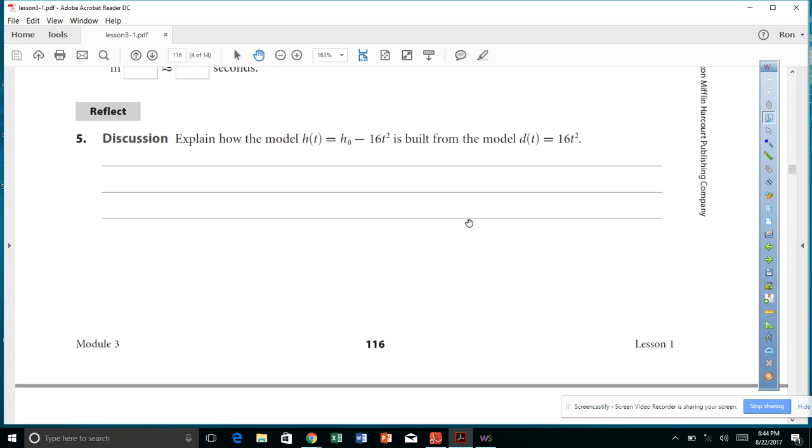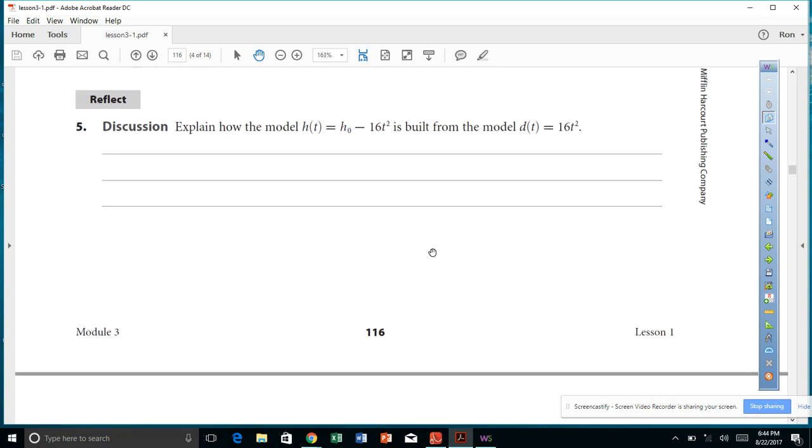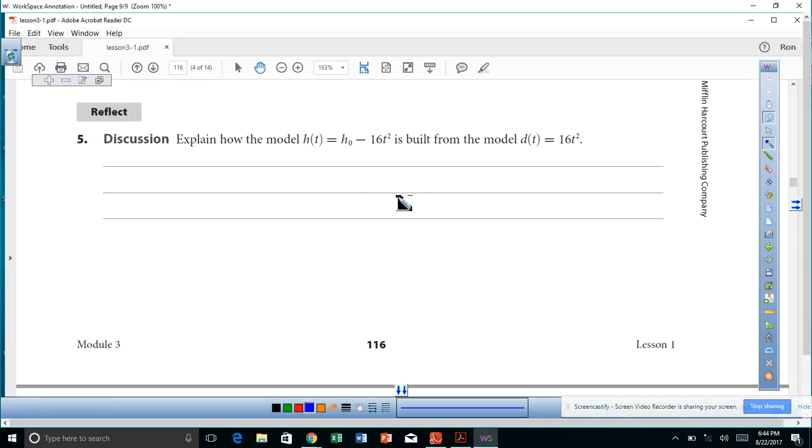Discussion. Explain how the model h of t equals h sub 0 minus 16t squared is built from the model d of t equals 16 times t squared. Think of h of t, a falling object's height h at time t, as the distance that the object has left to fall. Since the total distance to fall is h sub 0, h of t is the distance left after subtracting the distance already fallen, d of t, from h sub 0. We write that out for you.